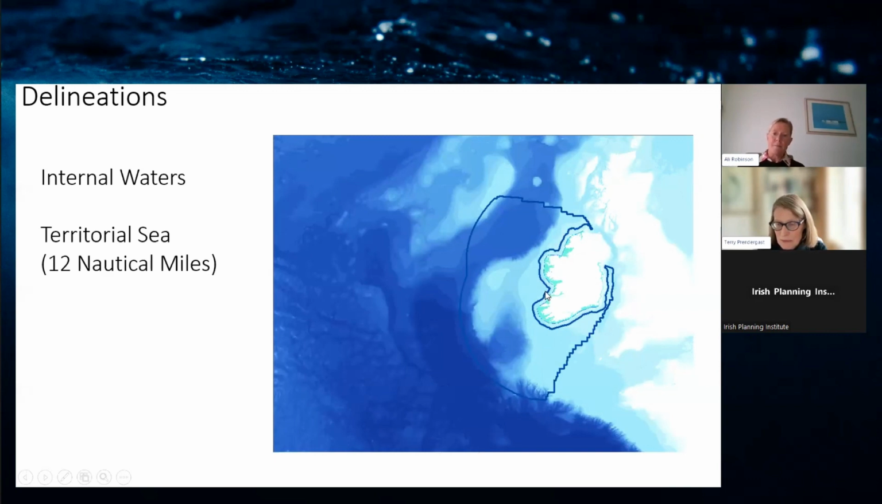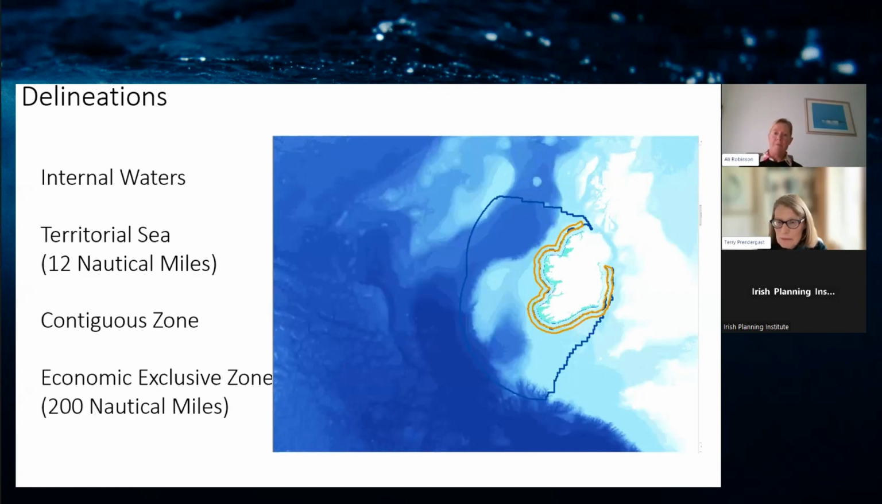A kind of comfort blanket or an extra layer of security is a further extension out of 12 nautical miles to the contiguous zone. And interestingly, our sovereign laws and jurisdictional rights apply here to any ship that has left our territorial waters or is intending to come into our territorial waters.